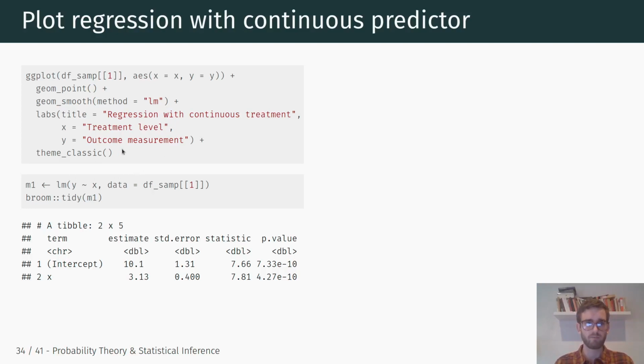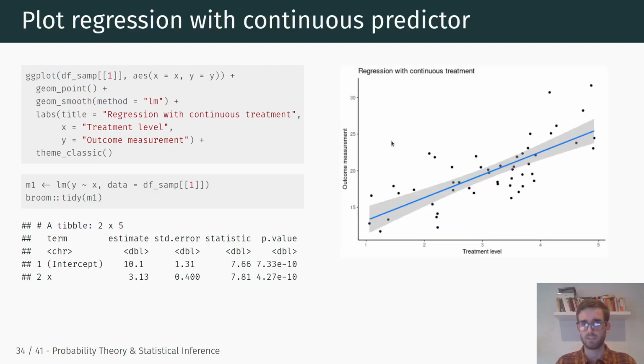The result of this plot is already here. This is what we're going to see. The slope of this regression line is approximately 3, and so with every 1 unit increase in the treatment indicator, we observe an average increase in the outcome measurement of 3 points on the scale of the outcome measure.